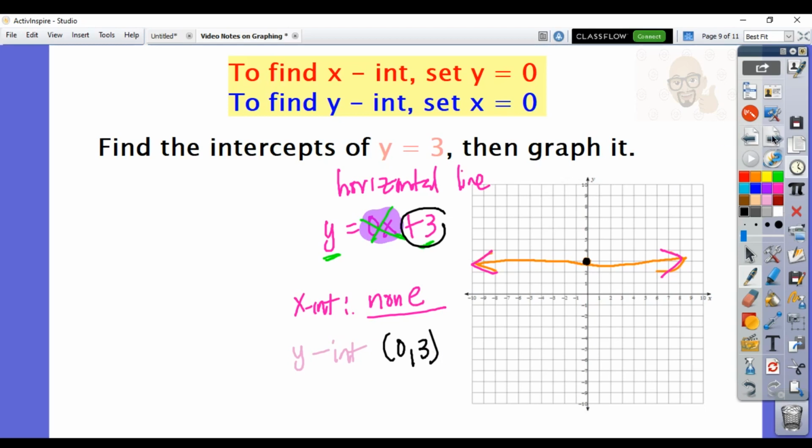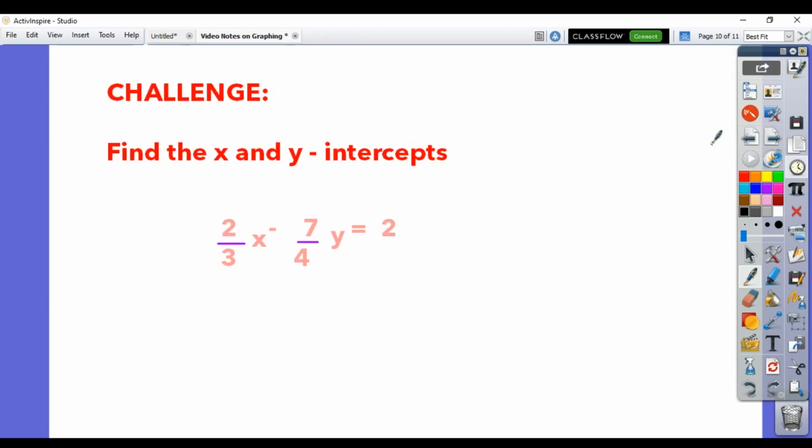So there you go. That's how you find the x and y intercepts and graph them. So I'm going to leave this challenging question for you. Find the x and y intercepts of this equation: 2 thirds x minus, this should be minus here, 7 over 4 y is equal to 2. Find this one and you can put it in your notes. As always, kaboom.